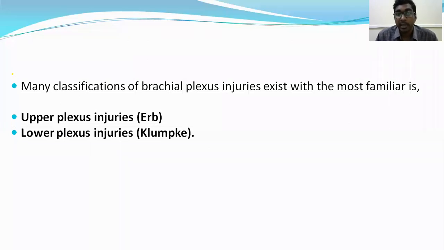Many classifications of brachial plexus injuries are present, but the most commonly known are Erb's palsy, in which the upper part of the brachial plexus is injured, and Klumpke's palsy, in which the lower part of the brachial plexus is injured. But Erb's palsy is very common compared to Klumpke's palsy. Very few cases of Klumpke's palsy have been reported.